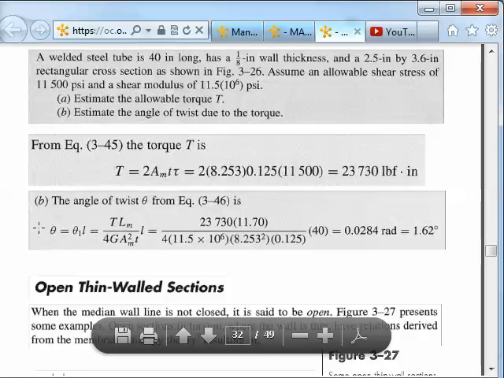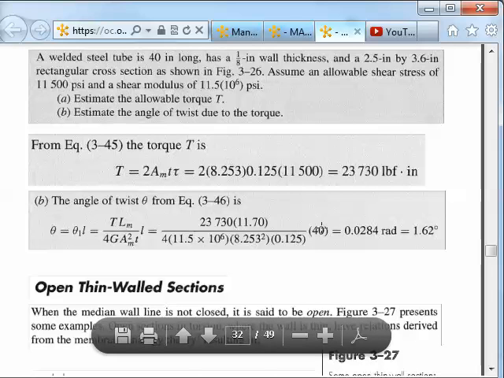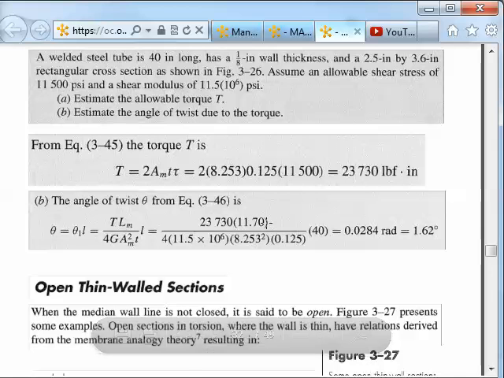Okay, the total theta, here it is. The total theta is the theta 1, which would be a theta per unit length, times the overall length of the part. And notice over here they put a 40 in as the overall length of the part. And then this is the length of that mean line. That L sub M right here is the length of the perimeter of A sub M.